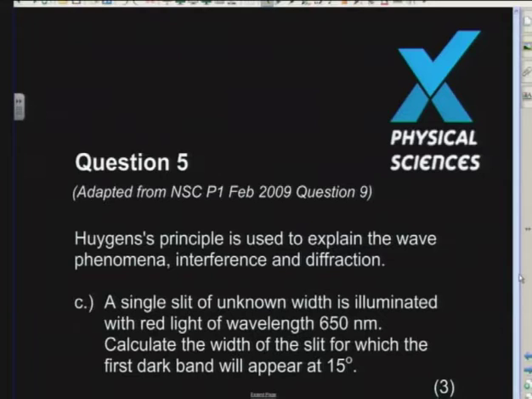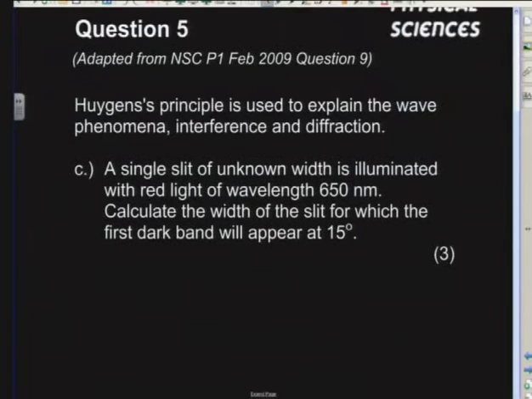So it says a slit, and this is where we're going to start to apply some calculations. Now this tells me that Huygens' principle is used to explain the wave phenomena, interference and diffraction. We've dealt with that now. Now it says that a single slit of unknown width is illuminated with red light. So there we go, we've got red light over there. Now that means that that light is monochromatic of wavelength 650 nanometers. There's its wavelength. Calculate the width of the slit for which the first dark band will appear at 15 degrees.